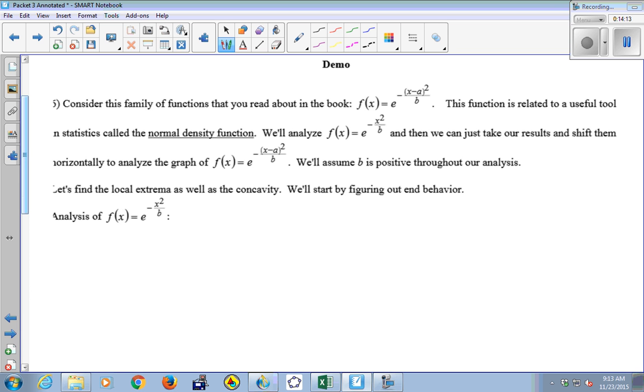But we're just going to analyze f of x equals e to the negative x squared over b. We're going to ignore the minus a there because that minus a just makes a horizontal shift, left or right by a. So I'm going to analyze it without that, and then once I know everything about it, I can just shift it left and right. All right, so I'm going to assume b is positive throughout our analysis. I want to find local extrema as well as concavity and end behavior for this graph. And then once I know all those things, I should be able to draw a pretty accurate picture of this normal density function.